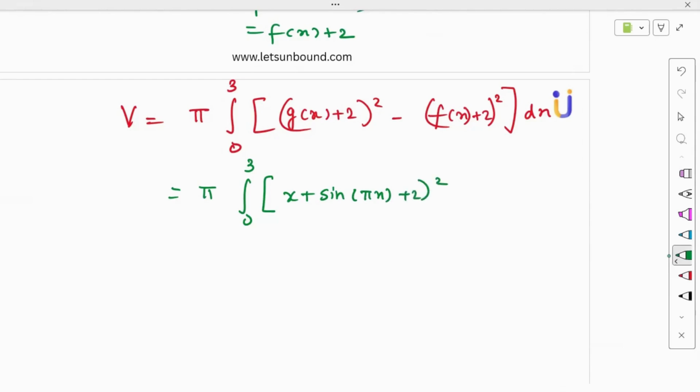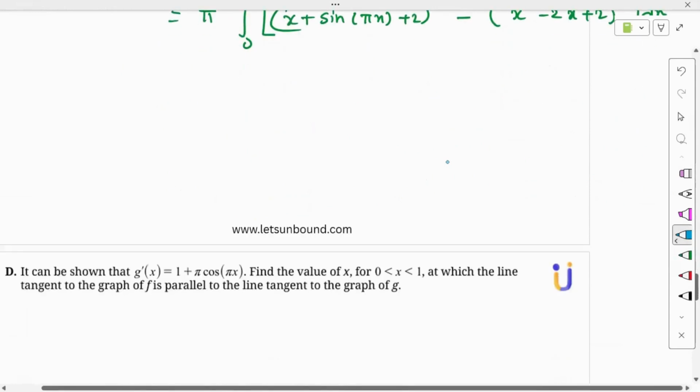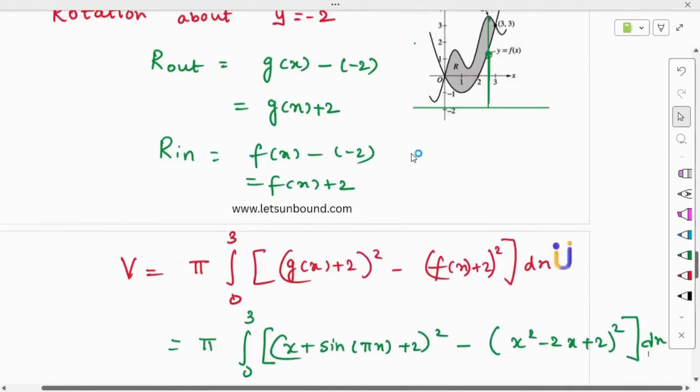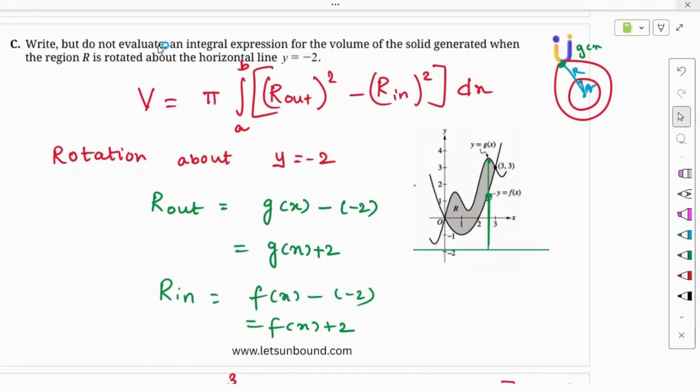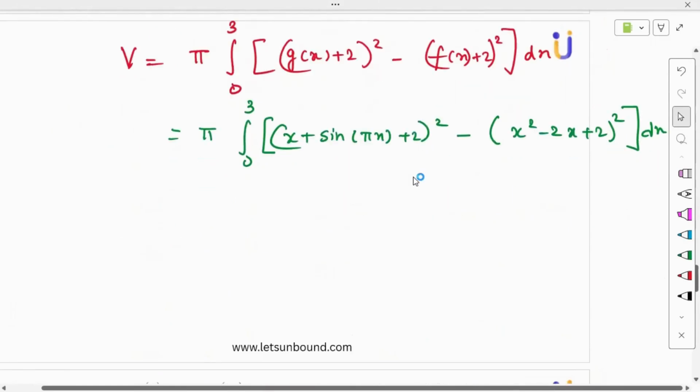plus 2 whole square minus f of x plus 2, where f of x is x square minus 2x, and plus 2 the whole square. Don't forget the plus 2. That's the important thing here. And the rest everything we can do with the calculator. Actually, no calculator needed because they just ask you to write the expression, not to evaluate. So this is the final part.